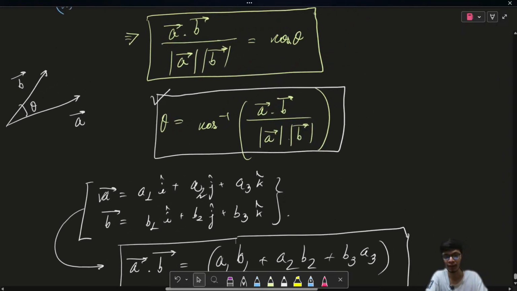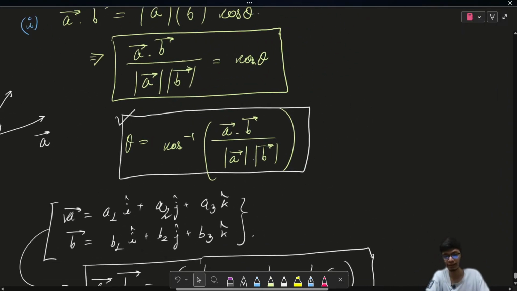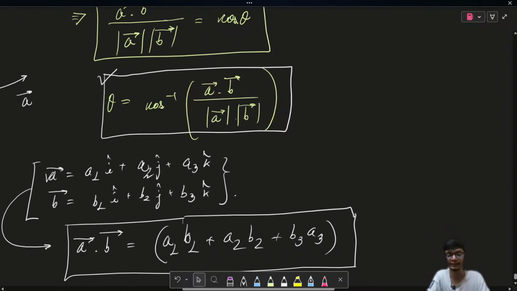If I ask you that the angle between the vectors is 90 degrees, what do we actually mean? That the two vectors are perpendicular, right?